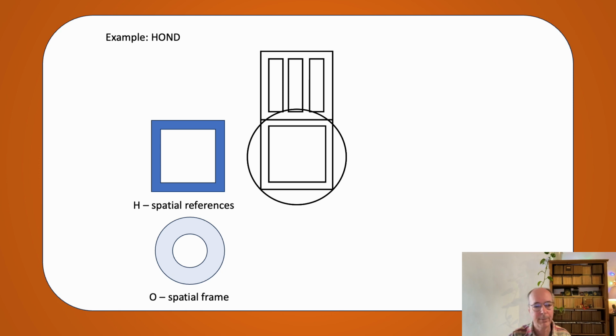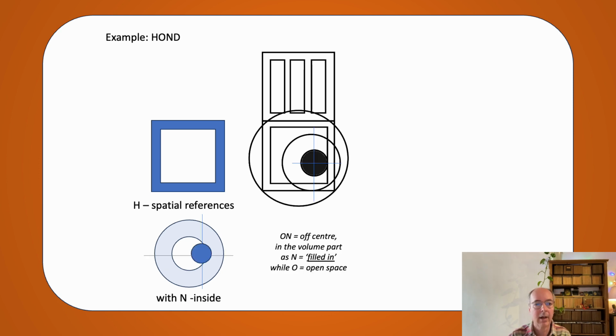So the N in between the spatial frame will land in a different space. It will land in a different space because the O is having a distance with an environment. So I can't put it in the middle like with an A. I have to put it slightly off center. I have no options, and then the N has to be filled in. Instead of the A that is centered, the ON is not in the center. So the ON of HOND is off center.